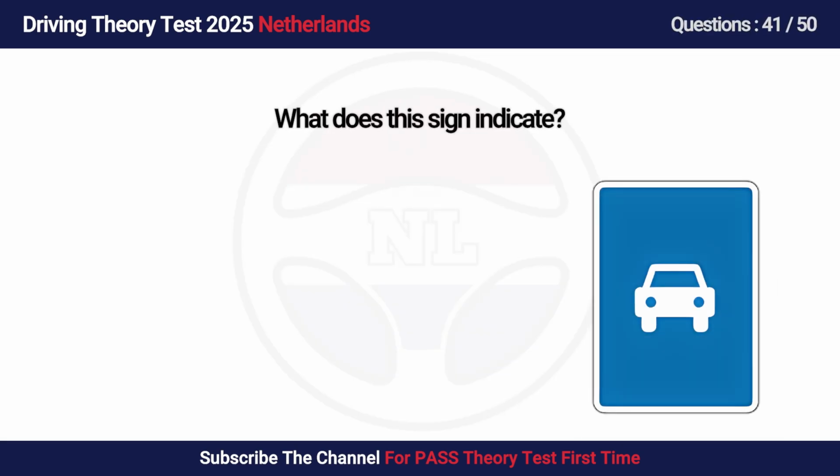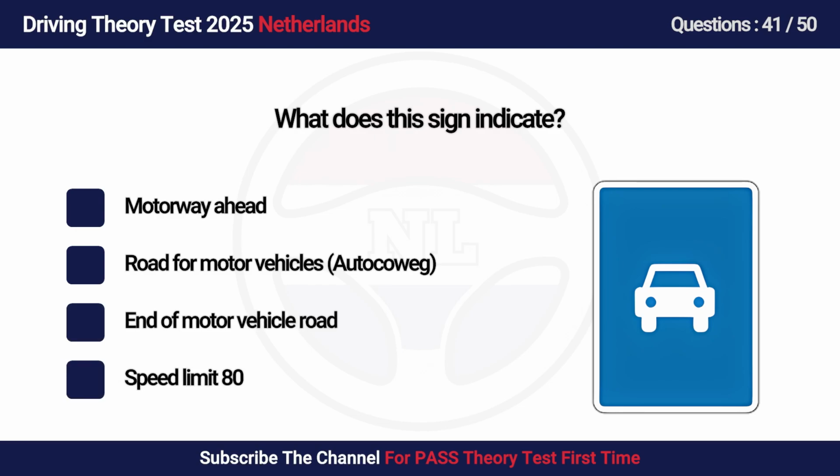Question 41. What does this sign indicate? A. Motorway ahead. B. Road for motor vehicles. C. End of motor vehicle road. D. Speed limit 80.